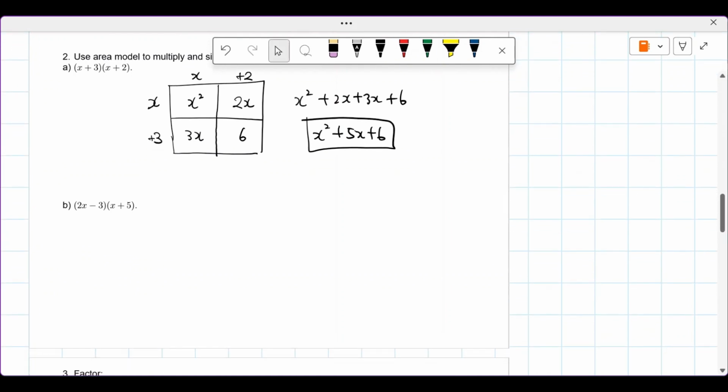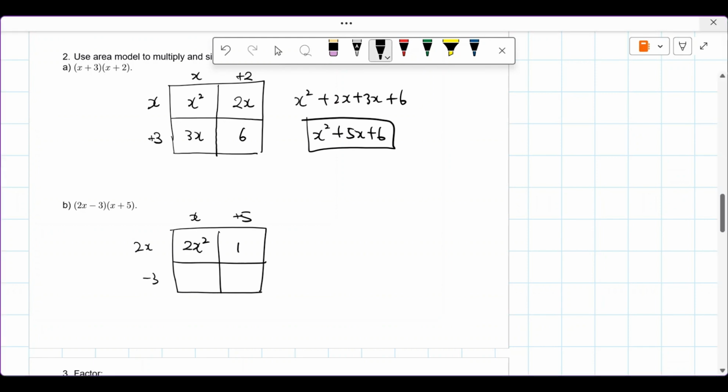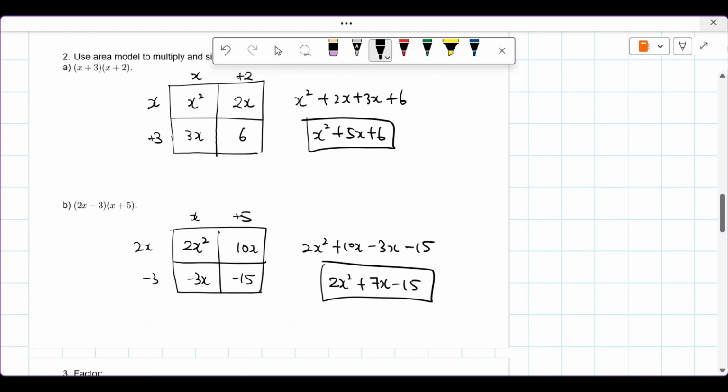Part B, 2x minus 3 times x plus 5. Exactly the same thing. Divide the section into 4 parts. 2x here, minus 3 here, x here, plus 5 here. Let's find the area of each side. 2x times x is 2x squared. 2x times 5 is 10x. Negative 3 times x is negative 3x. Negative 3 times 5 is negative 15. 2x squared plus 10x minus 3x minus 15 is going to be 2x squared plus 7x minus 15, my final answer.